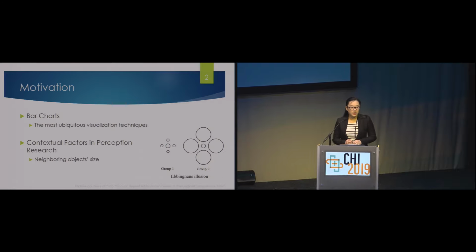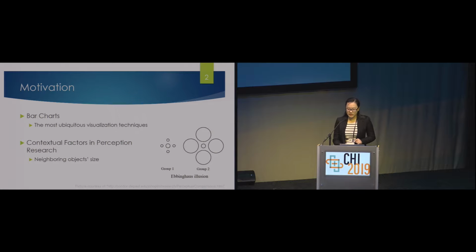Bar charts are one of the most ubiquitous visualization techniques. Due to this ubiquitous use, many researchers have focused on investigating how the perception of bar charts and also other significant charts would be influenced by contextual factors. One of these contextual factors is the neighborhood object size.